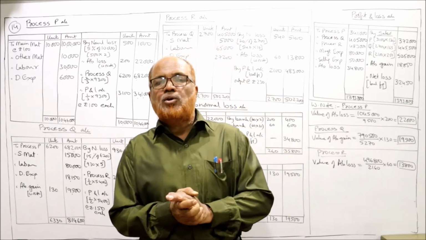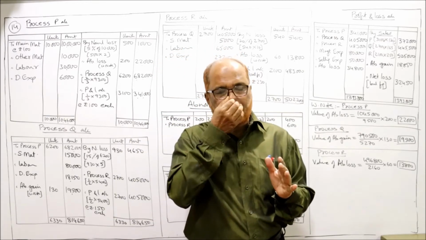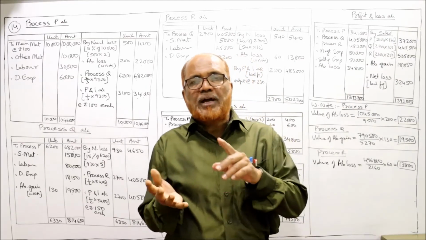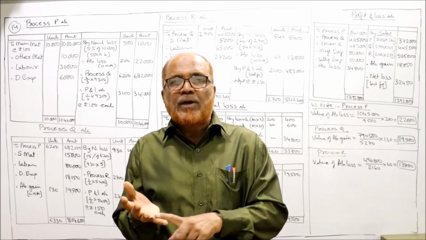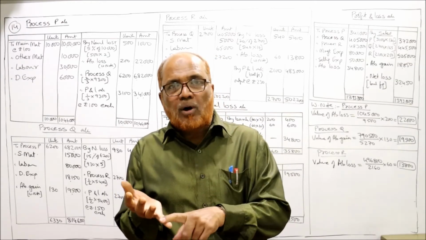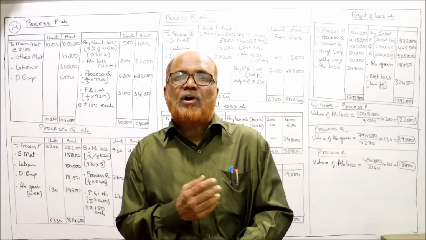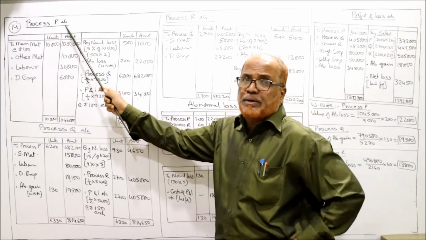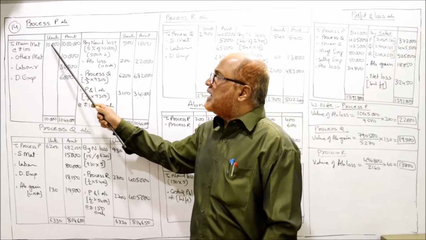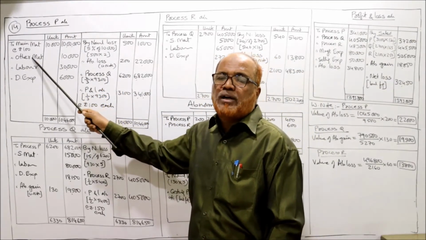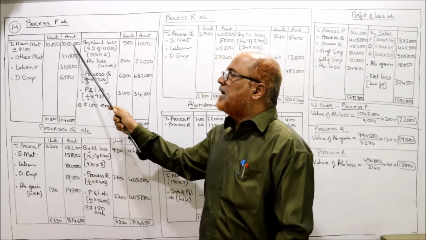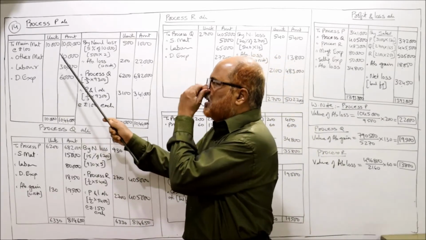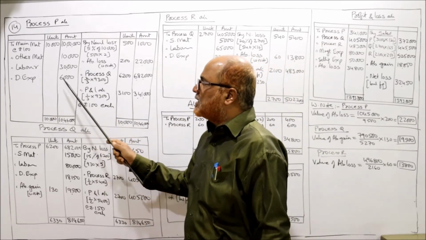In this problem, it is asking you to prepare the process accounts and the profit and loss account. So we have to make the process accounts P, Q, R. We have to make the abnormal loss account, abnormal gain account, and then lastly the profit and loss account. Now see one by one how we have done process P. In process P, main material 10,000 units are issued at 100 rupees each. So 10,000 into 100, 10 lakh rupees worth of main material introduced. Apart from that, other material 10,000, labor 30,000, direct expense 6,000.